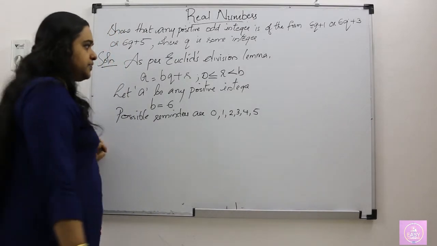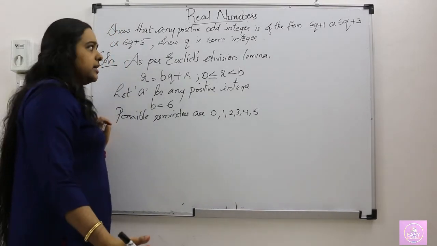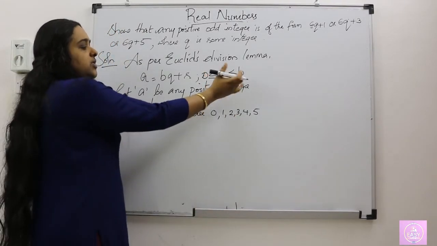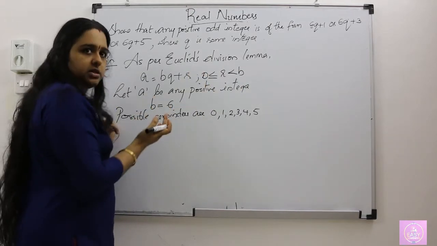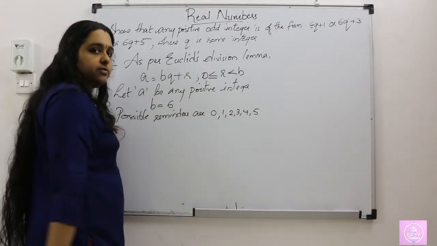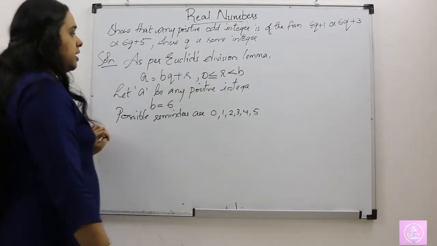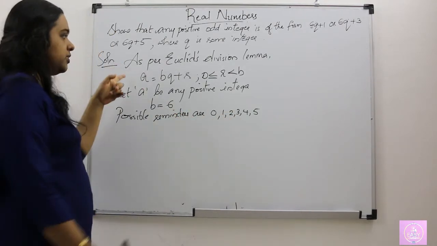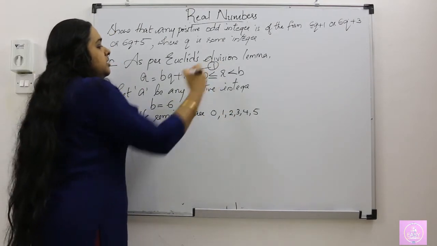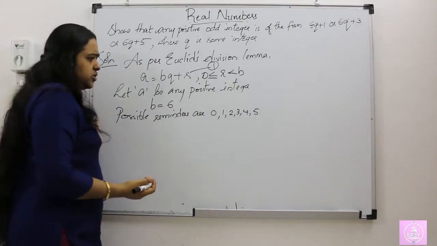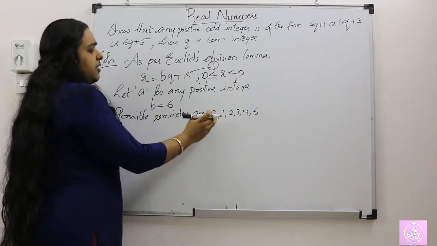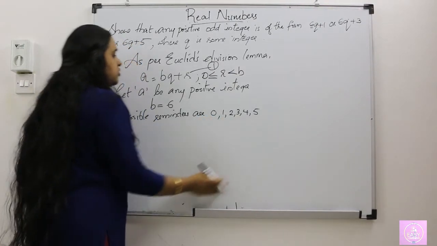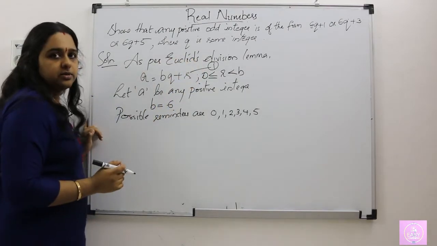Very easy. Nothing more to think about. R is always less than B. We know that B equals 6. Then R will be 0, 1, 2, 3, 4, 5. Okay. Then I am going to substitute the values of R into our first equation. Direct substitution only.